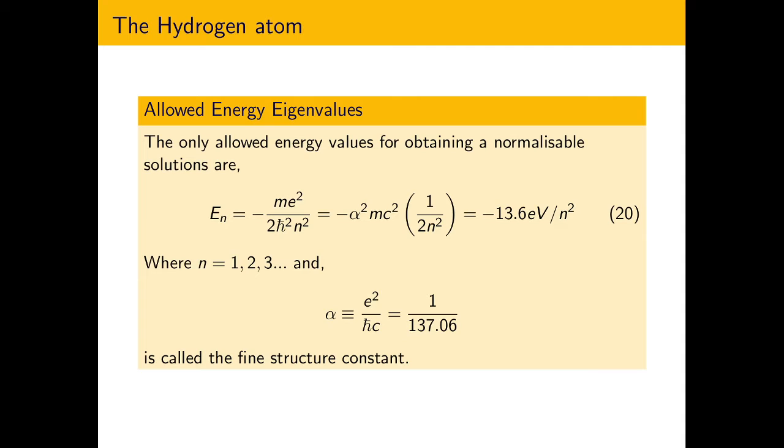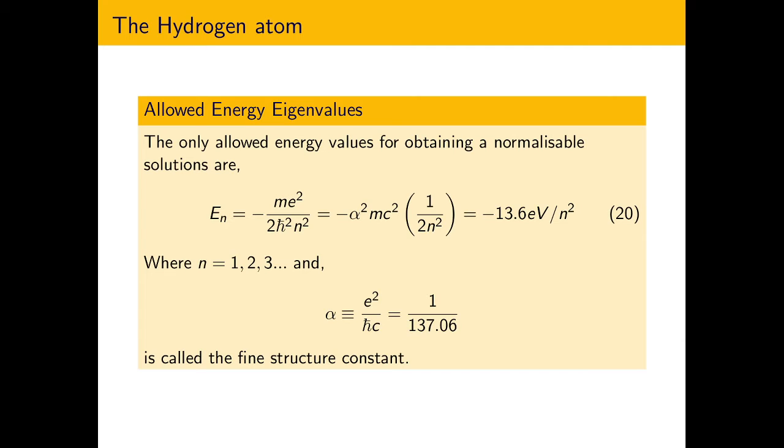Thank you, Gavin. When the potential is substituted into the radial wave equation, we see that the only normalizable solutions occur when E assumes one of these values: E_n equals negative m e squared by 2 h bar squared n squared, which is equal to negative alpha squared m c squared times 1 by 2 n squared, which is negative 13.6 electron volt by n squared, where n is 1, 2, and 3. It cannot be any other half integer.